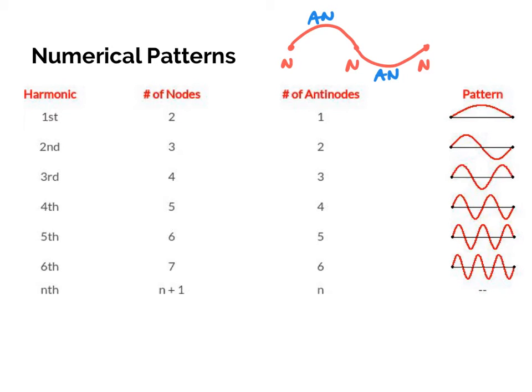But the number of nodes is always going to be 1 greater because I have my 2 endpoints. I would have 1, 2, 3, 4, 5, 6, and 7. And that's going to account for any standing wave or harmonic that we're looking for.